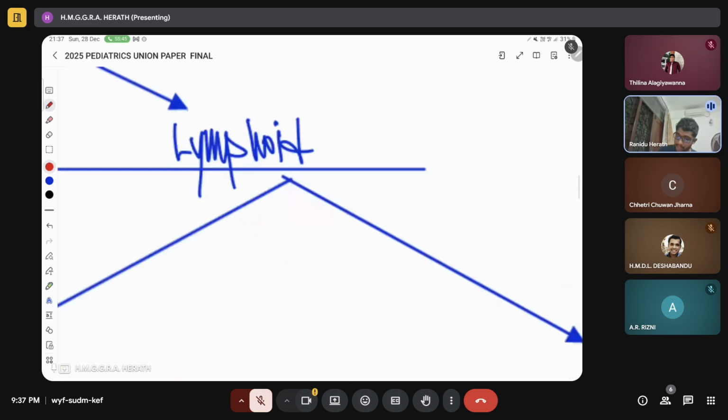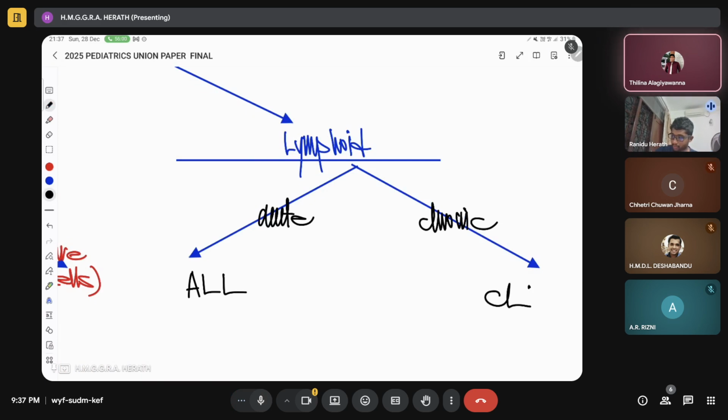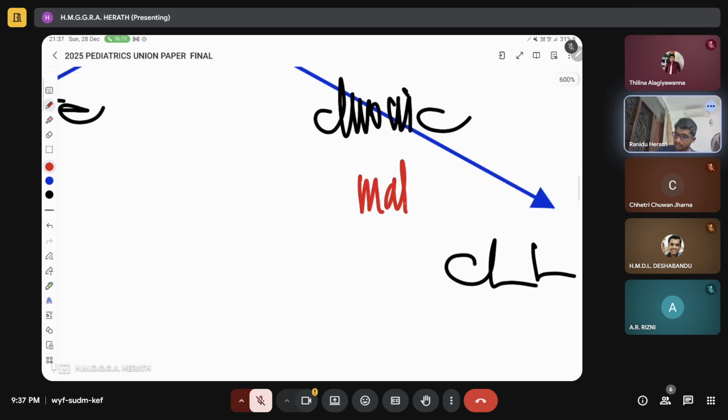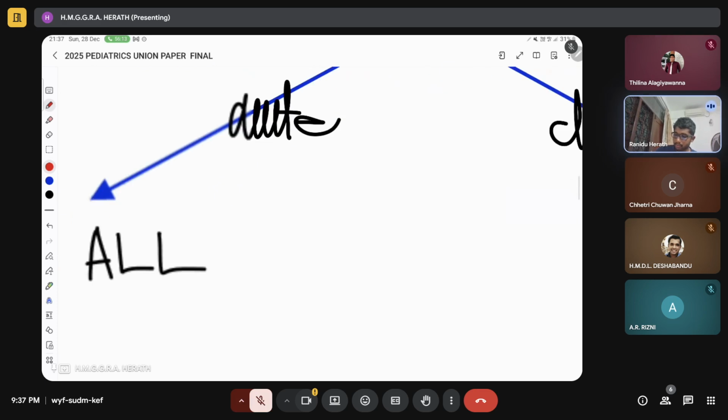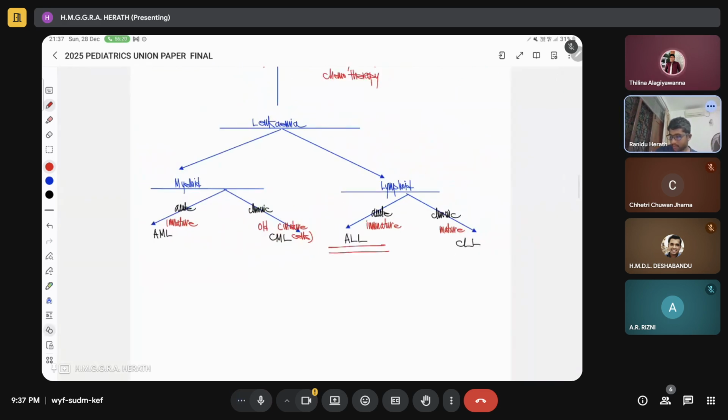And lymphoid leukemias, what sort of classification do we have? So, why do you say chronic lymphoid leukemia for CLL? Yeah, because you have mature cells here, and then immature cells are seen in acute lymphoblastic leukemia. So, what is more severe, ALL or CLL? Why?